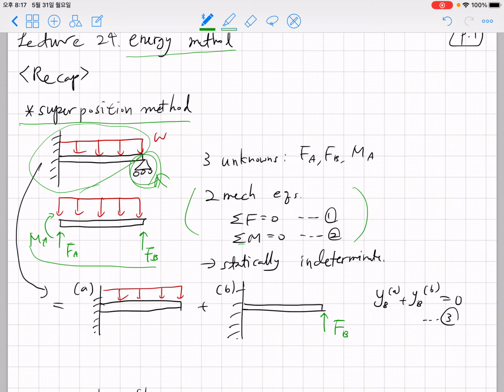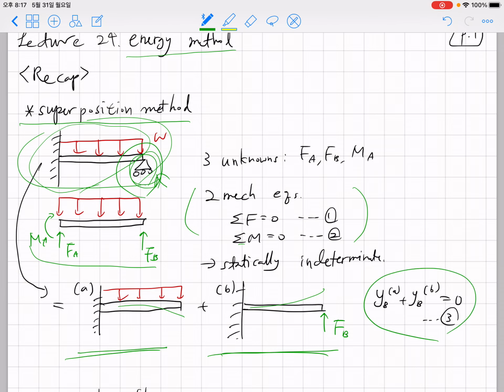quadrilateral integration method, we can use the method of superposition, where we can utilize the solution for a known simpler problem. So we can decompose the problem into two problems, considering that problem A and problem B will have different deflections. If we sum the deflection conditions of problem A and problem B, they should be equal to the original problem, which implies that there is a third constraint: the deflection of problem A plus deflection of problem B should sum up to be 0 at the end, which is the B point.